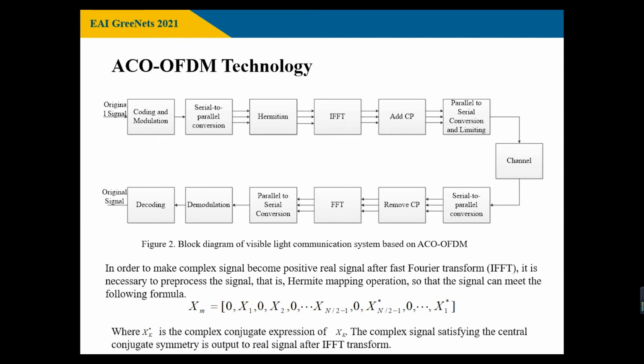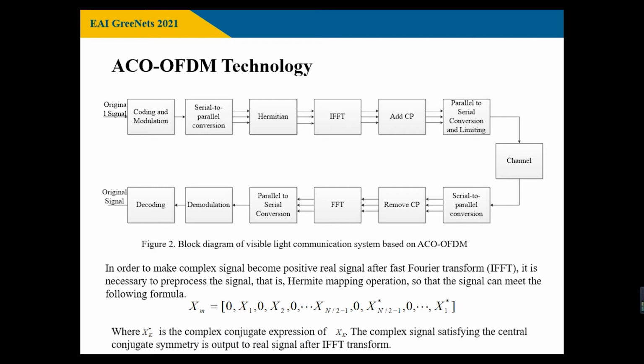Now, a new ACO-OFDM method can be used to solve the problem of bipolar OFDM signals. ACO-OFDM cuts off the part of the original OFDM signal that is less than 0, leaving only positive values.